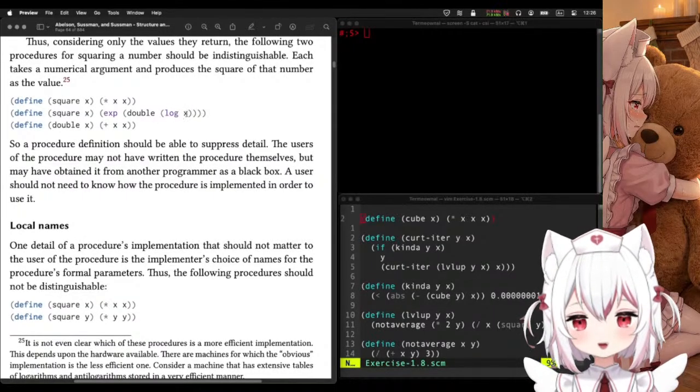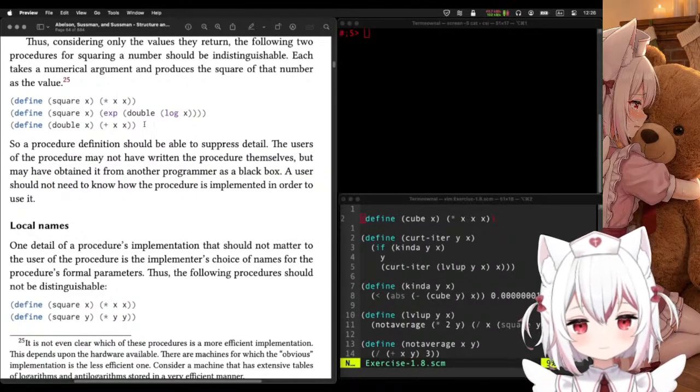log x double log. I don't... Wait. My brain hurts.